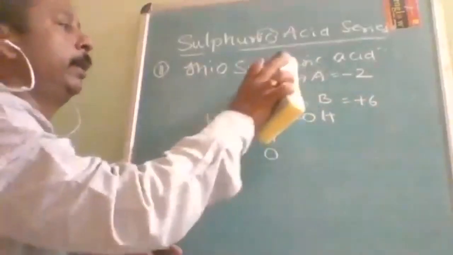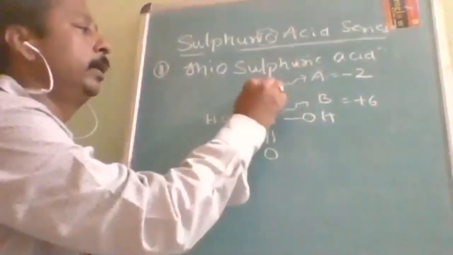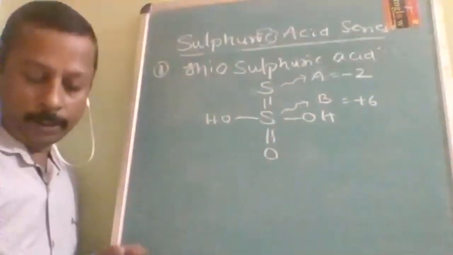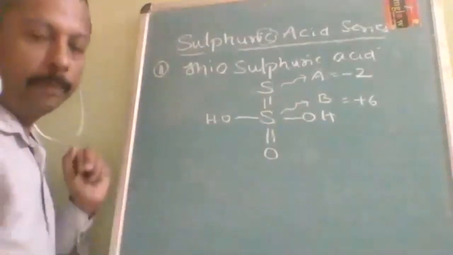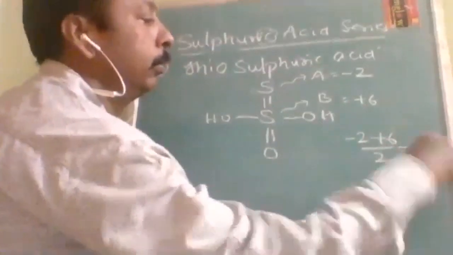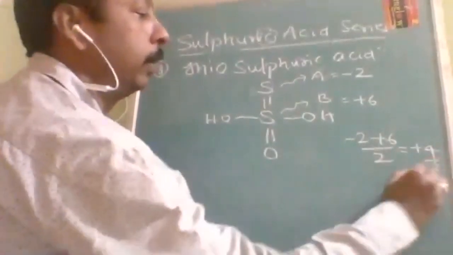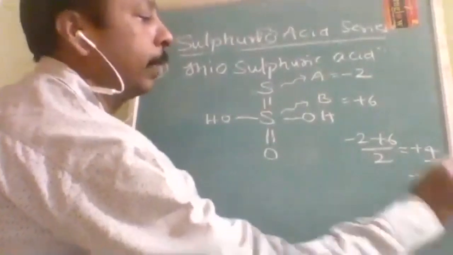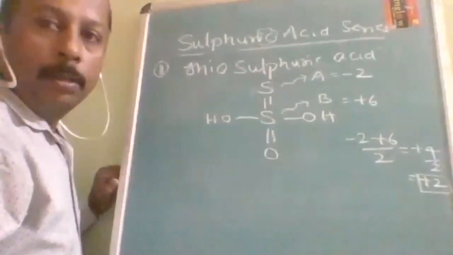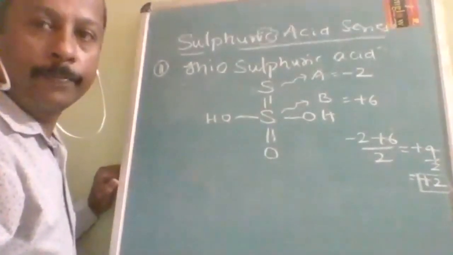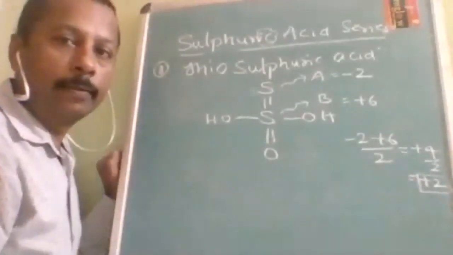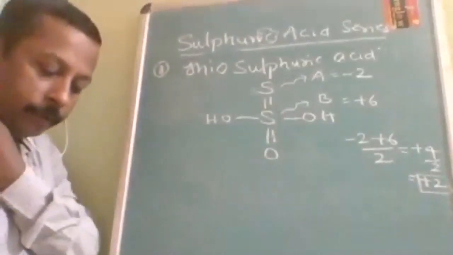Okay, so by replacing, it does not make any changes. So A is equal to -2, B is equal to +6. Okay, so what will be the average now? -2 plus 6 by 2, that is equal to +4 by 2, that is equal to +2. Answer: the average is +2. Is it understood? Okay, this is about thiosulfuric acid. Okay, how to find out? I think now all of you got some idea.